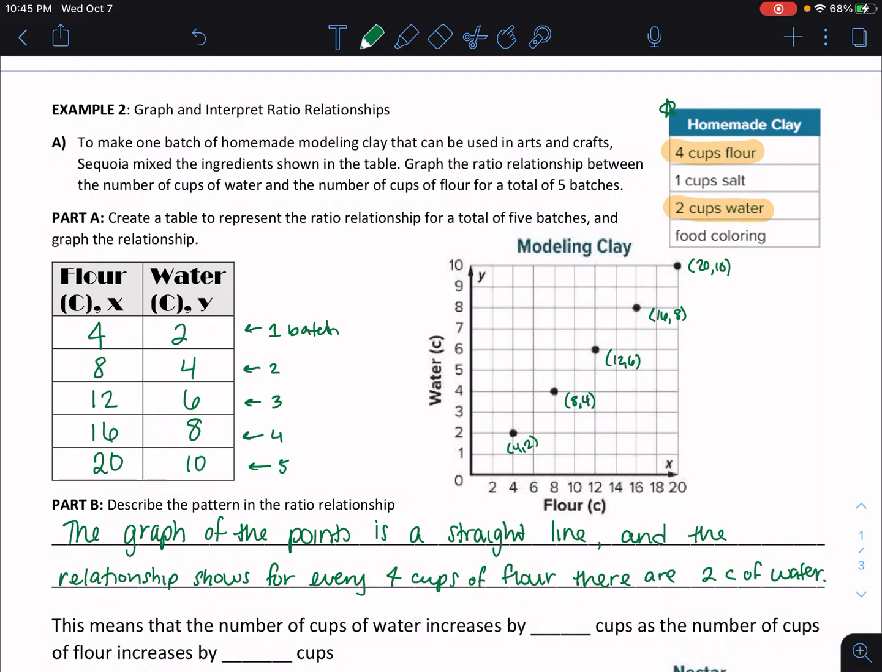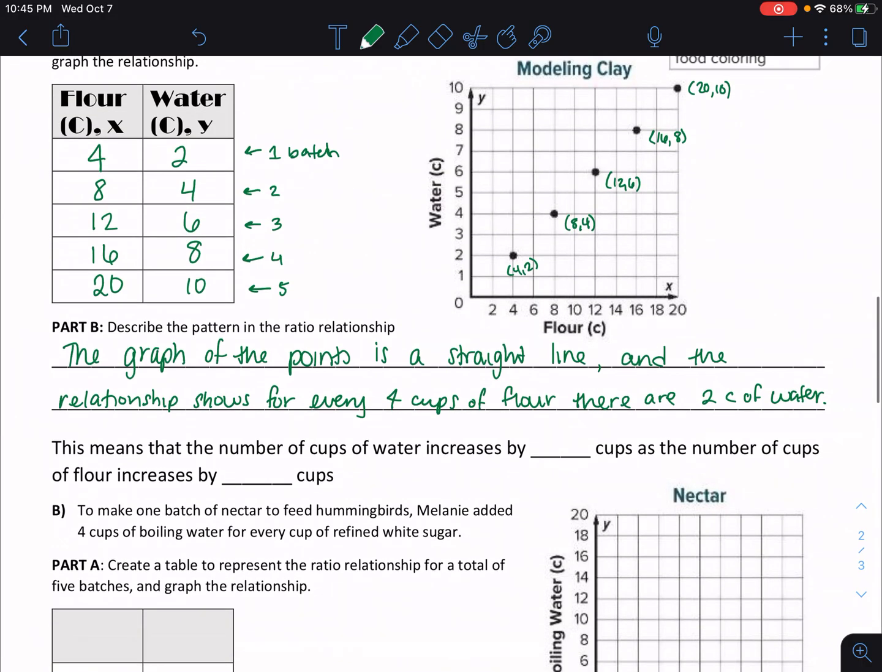Okay, so we're kind of describing what the graph looks like and how the graph is changing. So for every 2 units that it goes up, it goes 4 units over. So it says this means that the number of cups of water increases by 2 as the number of cups of flour increases by 4.